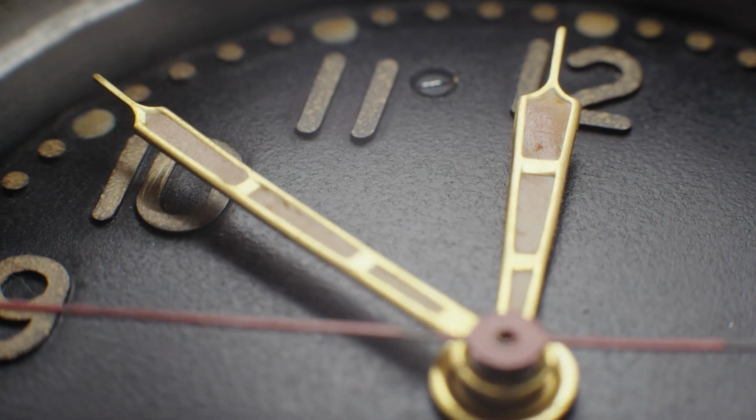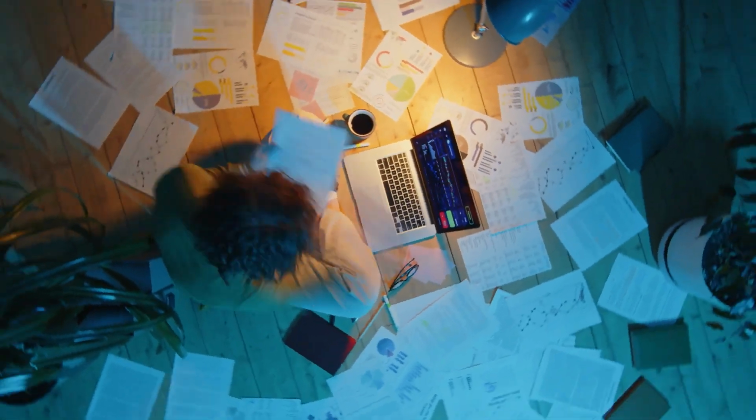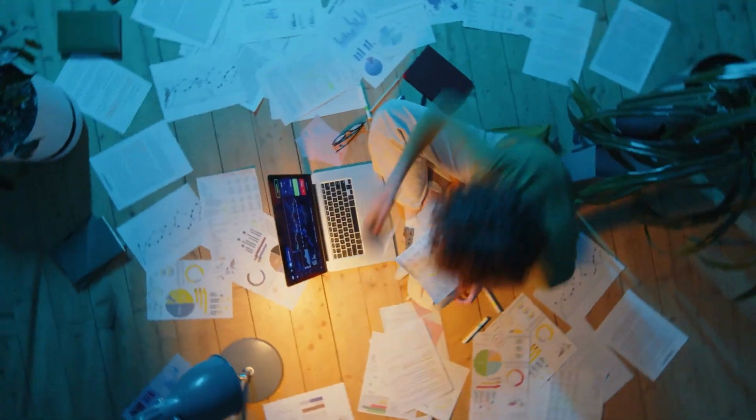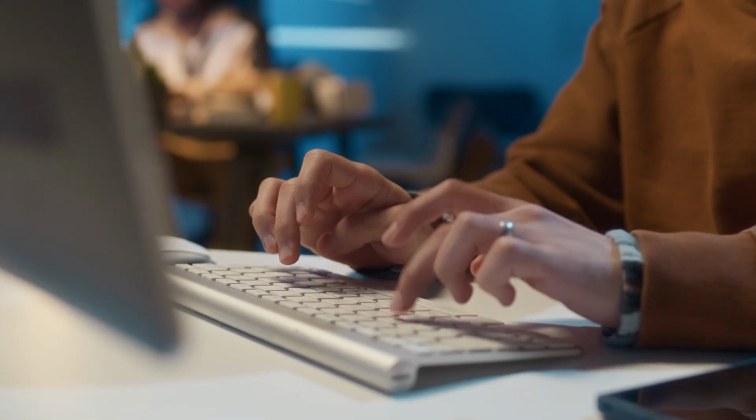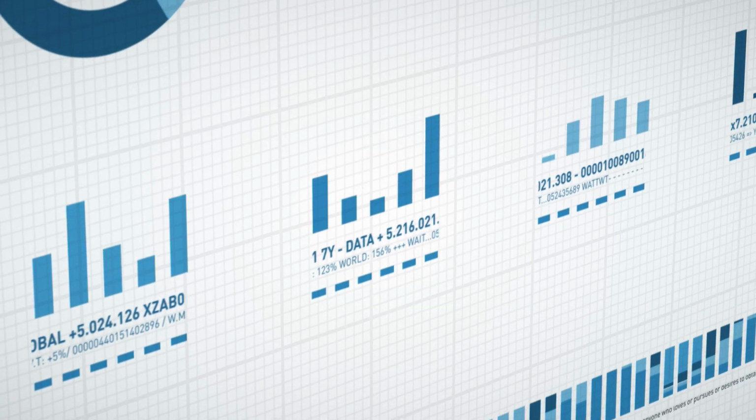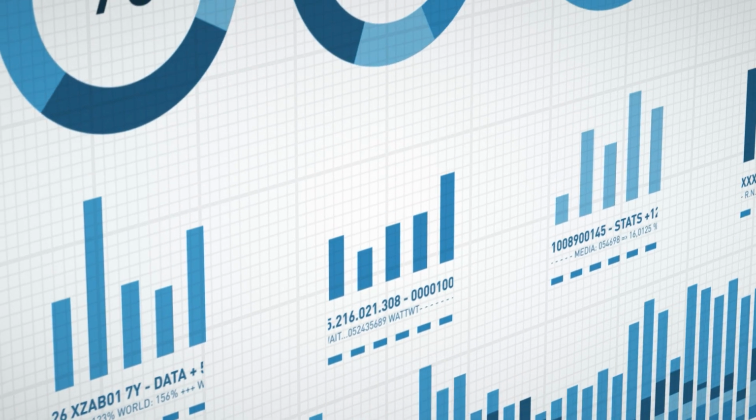Time efficiency. On average, agents completed tasks 4.2 times faster than manual work. Simple research tasks that took me 2 hours were done in 25 minutes. Complex analysis projects that normally required 8 hours were finished in under 2 hours.